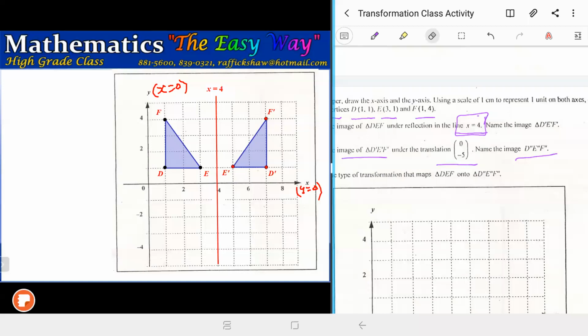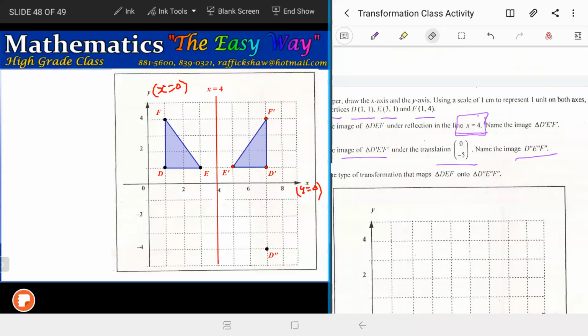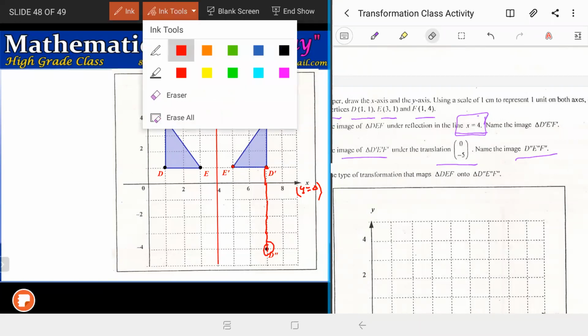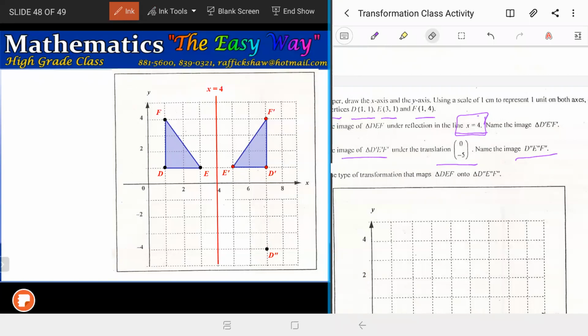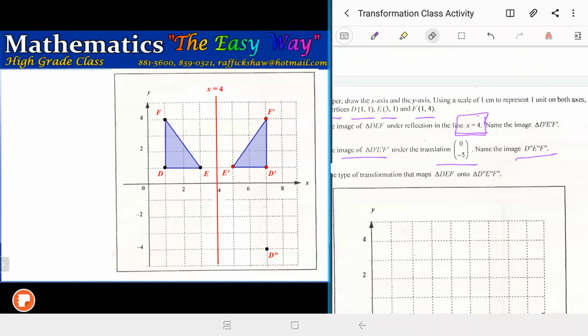Simple thing. Let's go. First point is D. 5 units down to there. D double prime. 5 units down. Let's check it. 1, 2, 3, 4, 5. See it? 5 units down. Do the same thing with all the other points. E. 5 units down as well. See there? 5 units down to there. It's a translation we're doing.